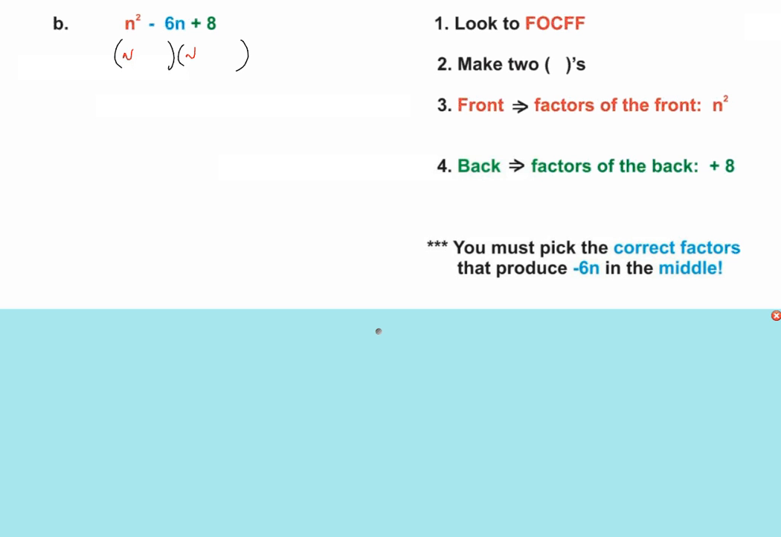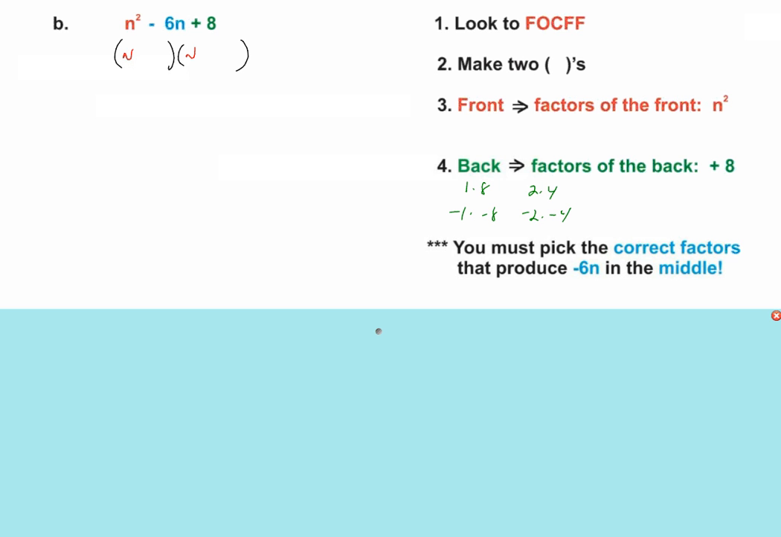Now it's advisable on step 4 to write the possibilities. After you get good, you can stop writing the possibilities, but it's good in the beginning to write them. I'll help you for time's sake. For 8, you can have 1 times 8, but you could also have negative 1 times negative 8, right? You could have 2 times 4 or negative 2 times negative 4. Okay, so there's 4 pairs again.